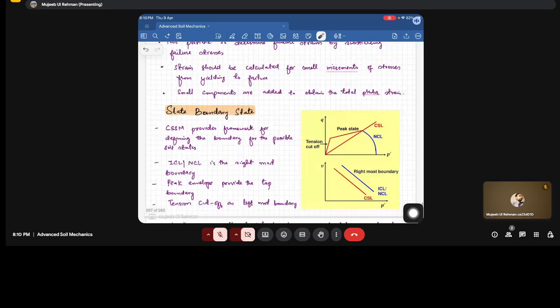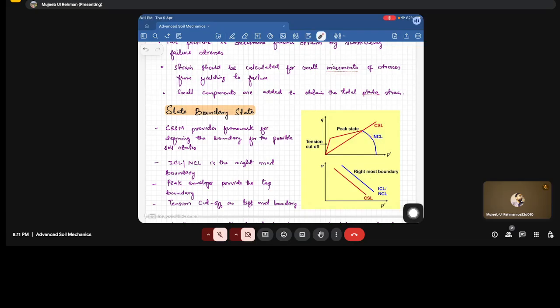After that, we said that we're interested in the state boundary surface. Like, is there any state possible? Since we have said from week 4 or 5 that on the right side of NCL there is no state possible. Similarly, in the vertical direction, for heavily overconsolidated soils there is a bound, that they can't pass this peak state, and we can't unload the soil beyond its tension cutoff.